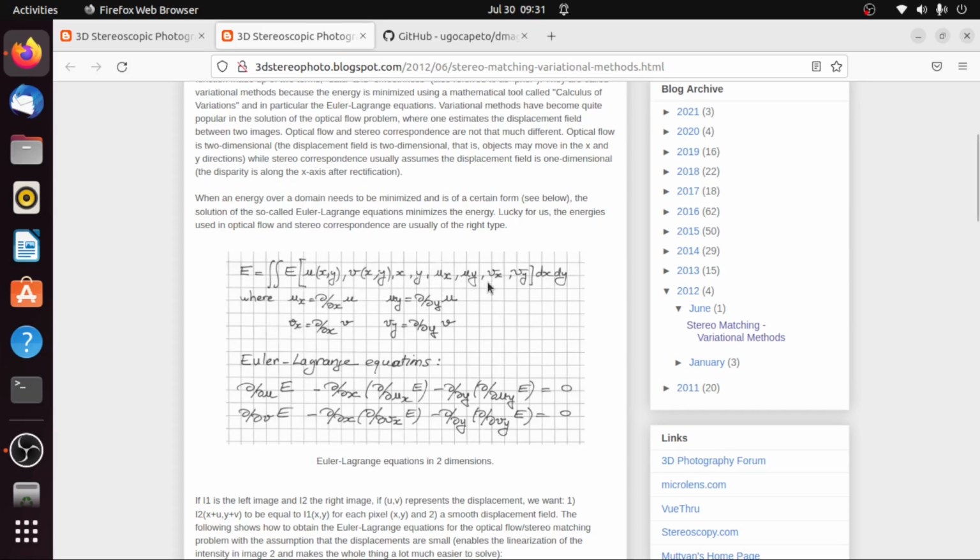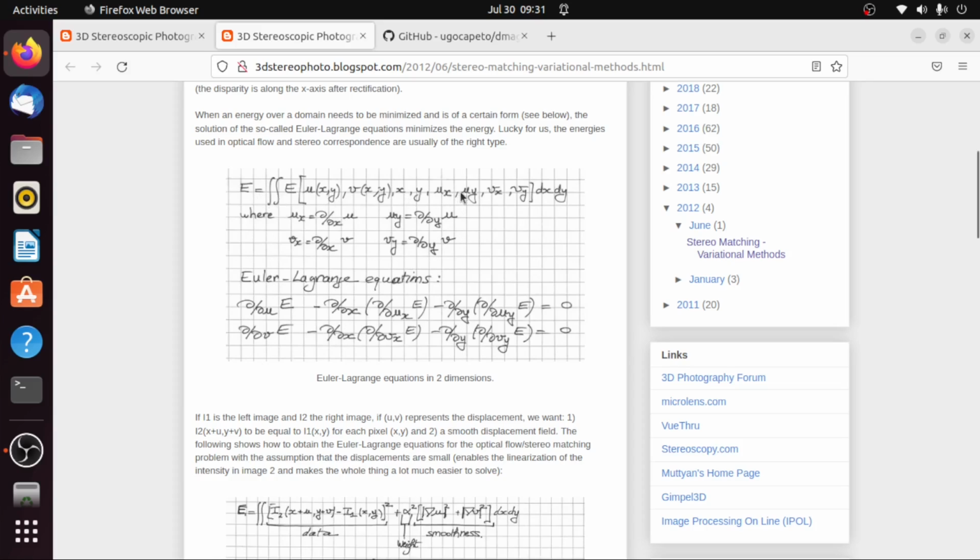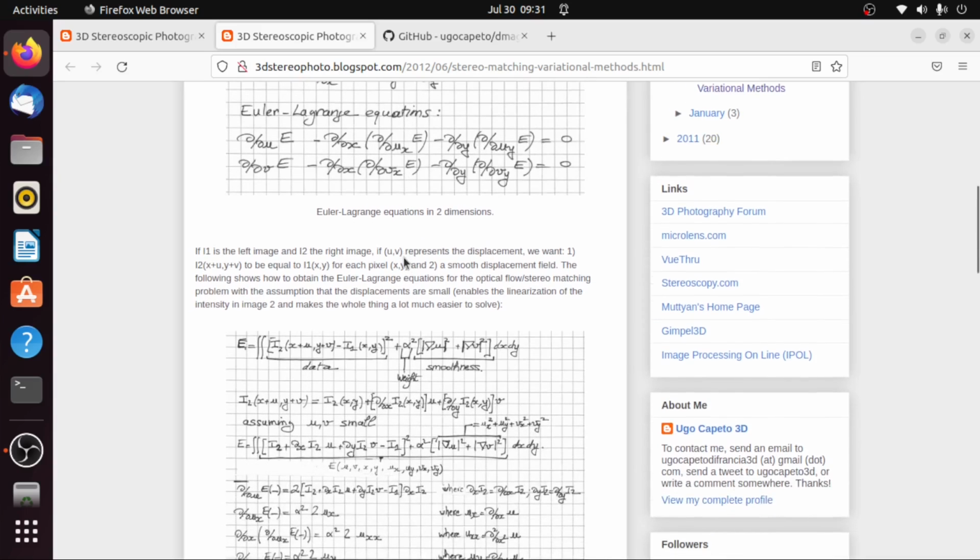UX, UY is the derivative of the U, and VX, VY is the derivative of the V. U is the displacement in the X direction, V is the displacement in the Y direction. Okay, so then I say, you solve this to minimize that energy and use Euler-Lagrange equations. It's just derivatives.